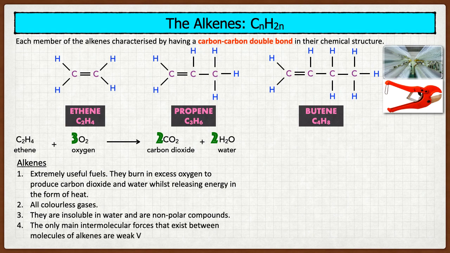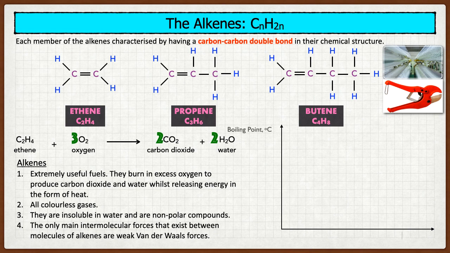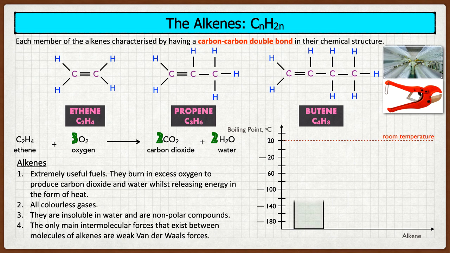And the only main intermolecular forces that therefore exist between ethene, propene and butene, the alkenes, are weak van der Waals forces. What do you think is going to happen to the boiling point as we go from ethene to propene to butene? Will the same thing happen? Will the van der Waals forces get stronger just like they did in the alkanes? Well, they will. Ethene evaporates, turns from a liquid into a gas, at minus 103 degrees Celsius. So if you want to take ethene gas and turn it into a liquid, you're going to have to plunge it into an environment where it's minus 103 degrees Celsius, very cold of course.